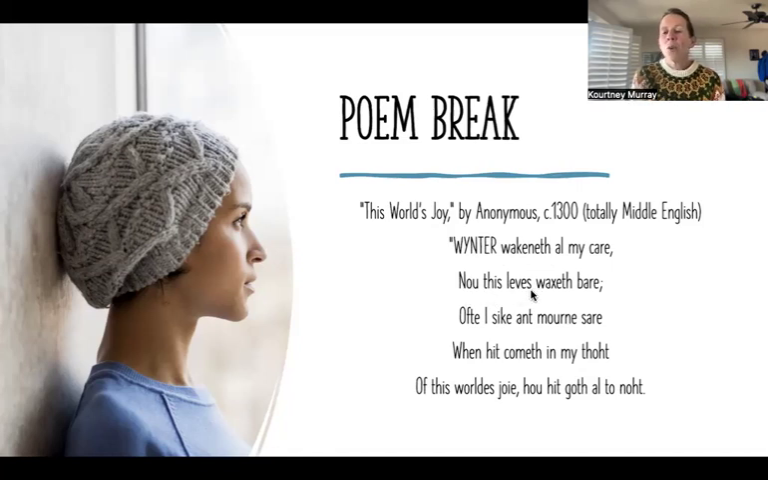Now this leaves waxeth bare. So in the second line, this now is "now," just a change in letters. This and leaves should match each other, so we would say these leaves, these leaves. We see here we don't have quite the noun-adjective agreement that we would in English. And this lewes is a little more, it's shorter. For the reasons for that we can talk about later.